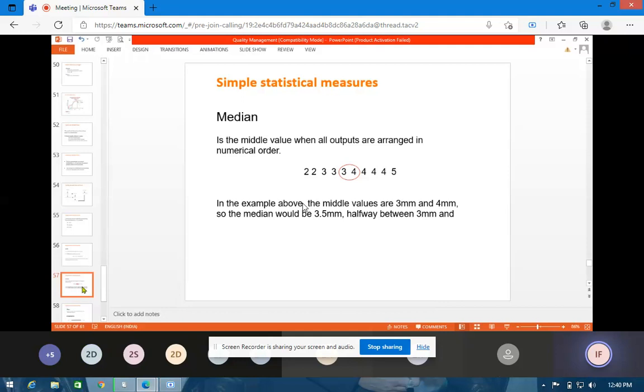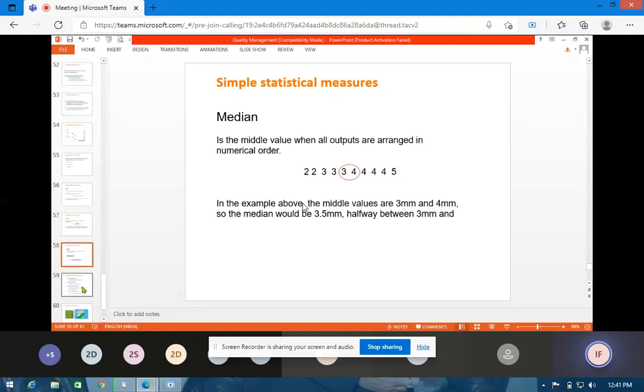So in this example above, the middle values are 3 mm and 4 mm, so the median would be 3.5 mm, halfway between 3 mm and 4 mm. But had this array been of 11 digits, then you would have selected the digits by arranging them in ascending order. You would have selected the digit exactly on the sixth position.